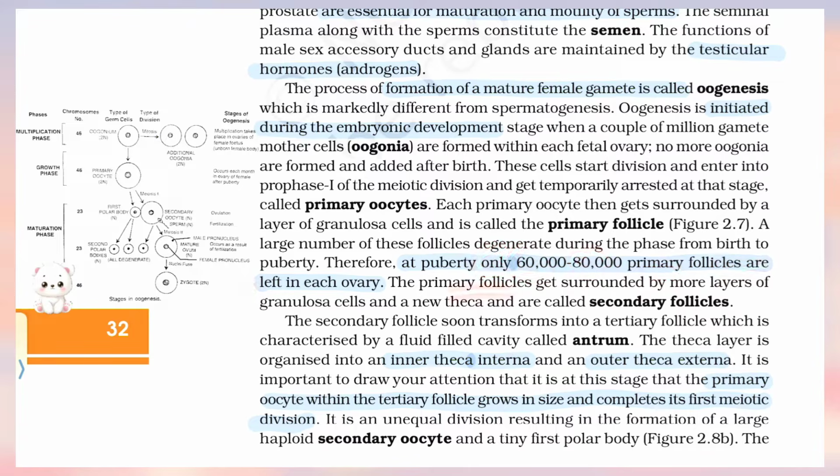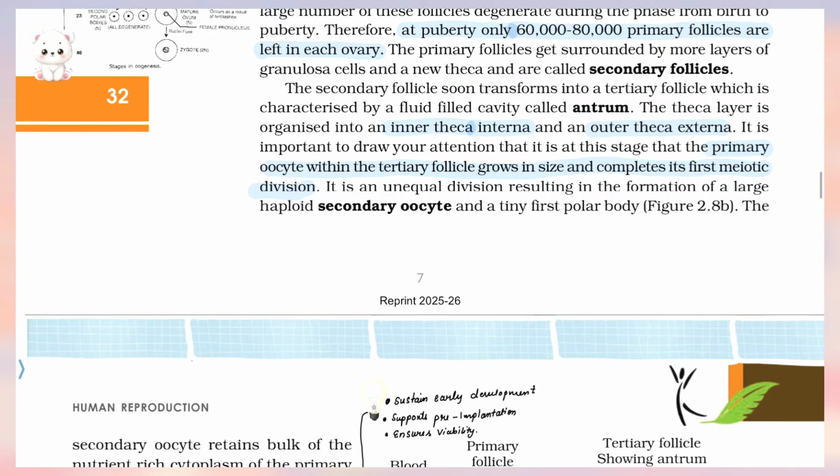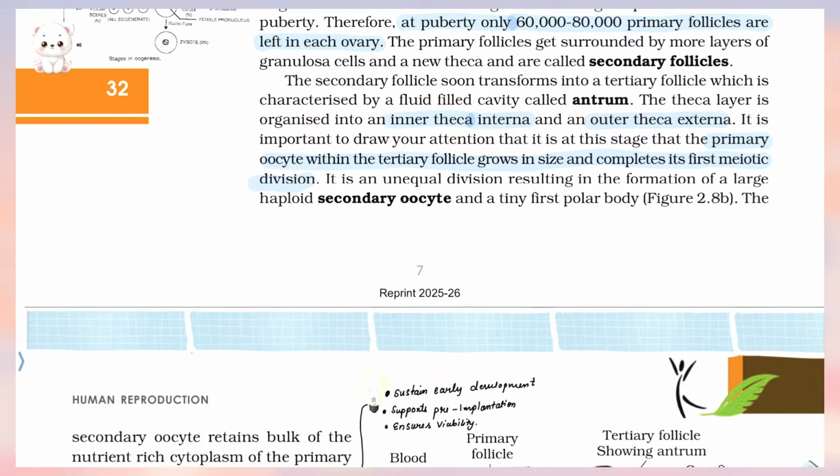The primary follicle gets surrounded by more layers of granulosa cells and a new theca and is called a secondary follicle. The secondary follicle soon transforms into a tertiary follicle, which is characterized by a fluid-filled cavity called antrum. The theca layer is organized into an inner theca interna and an outer theca externa.